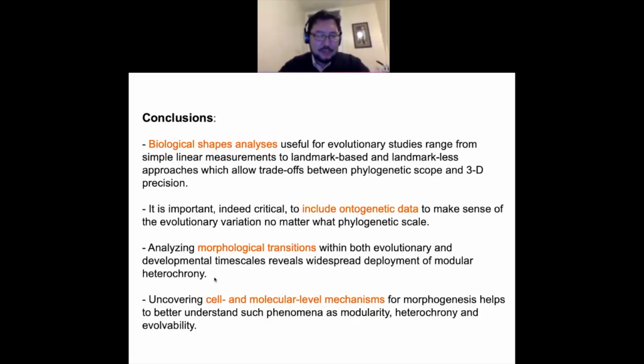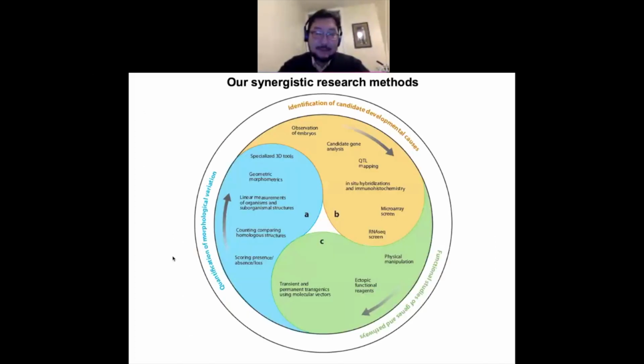And finally, uncovering cell and molecular level mechanisms for morphogenesis helps to better understand phenomena such as modularity, heterochrony, and evolvability. So in our studies, we'd like to combine different types of approaches. In blue are the geometric morphometric approaches, which range from linear measurements to three-dimensional morphometrics. These are then matched by the methods shown in orange, where we compare embryos.